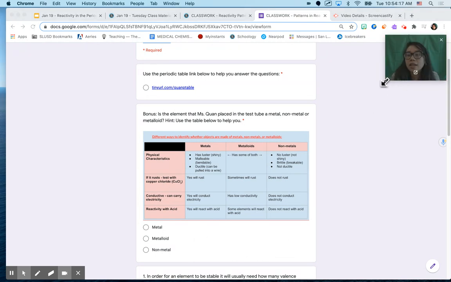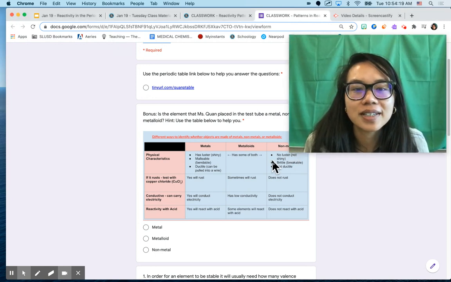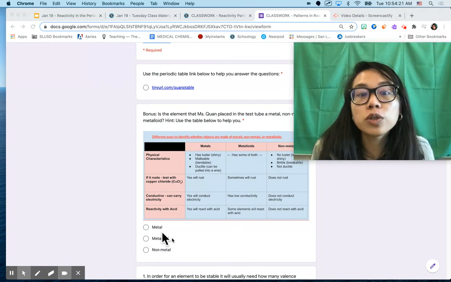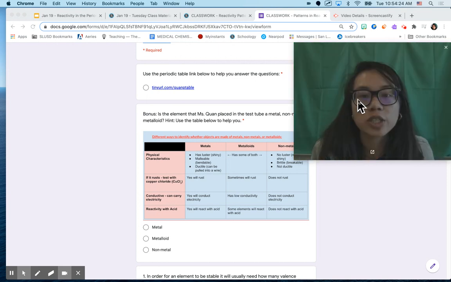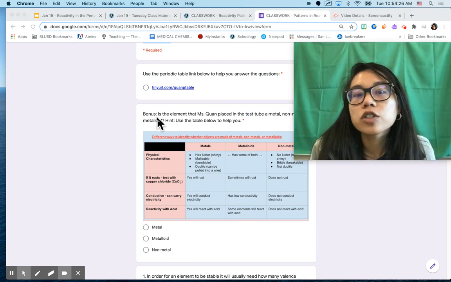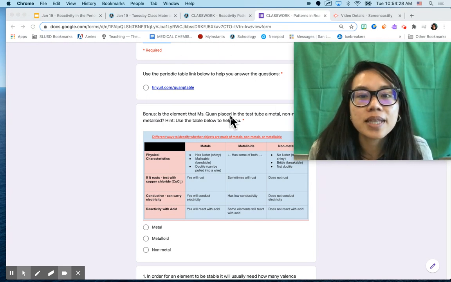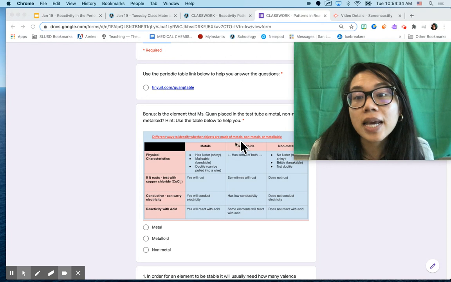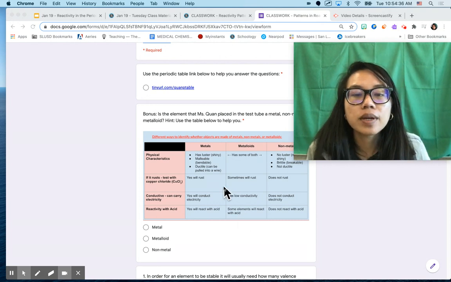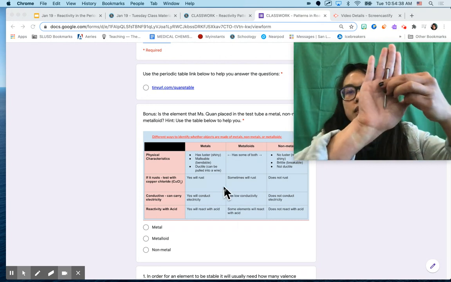I'm going to go ahead and enlarge myself so that you too can answer this bonus question as well. The question states, is the element that Ms. Kwan placed in the test tube a metal, nonmetal, or metalloid? Use the table to help you. So here is this object.